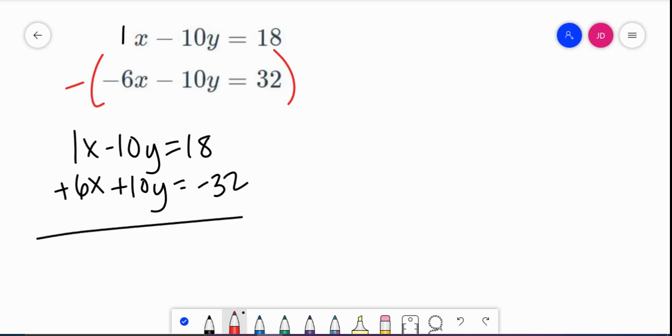All right, so now the y's cancel. 1x plus 6x is 7x. 18 minus 32 is negative 14. Divide both sides by 7. And I get my x is negative 2.